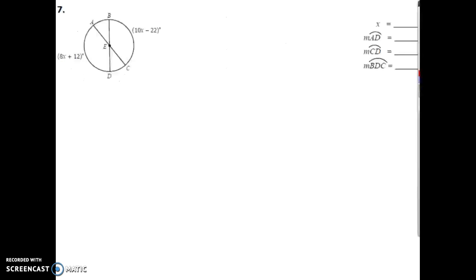Number 7 is a little bit different because they don't actually give us any measures, which means we have to go in there and find our own measure. So here we have two values. We have 10x minus 22 degrees and 8x plus 12, but we do know that these are vertical angles, which does mean that they equal each other. So that's what I'm going to do. I'm going to set them up. 10x minus 22 equal to 8x plus 12.